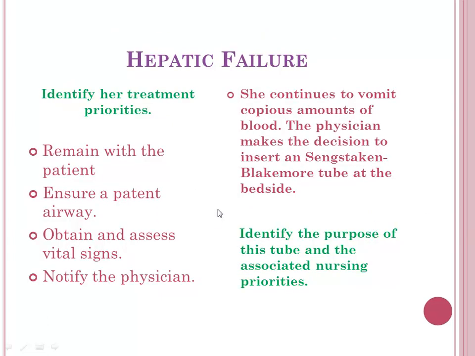Well, of course, you're going to remain with the patient because she is vomiting up blood. She has the risk of aspiration, so you want to make sure you have suction available and ensure a patent airway, because she's losing a lot of blood. We want to do vital signs, and the physician needs to be notified. If the bleeding is not able to be controlled with the vasopressin and the other treatments, and she starts to vomit again, some physicians will put what's called a Sengstaken-Blakemore tube in at the bedside.